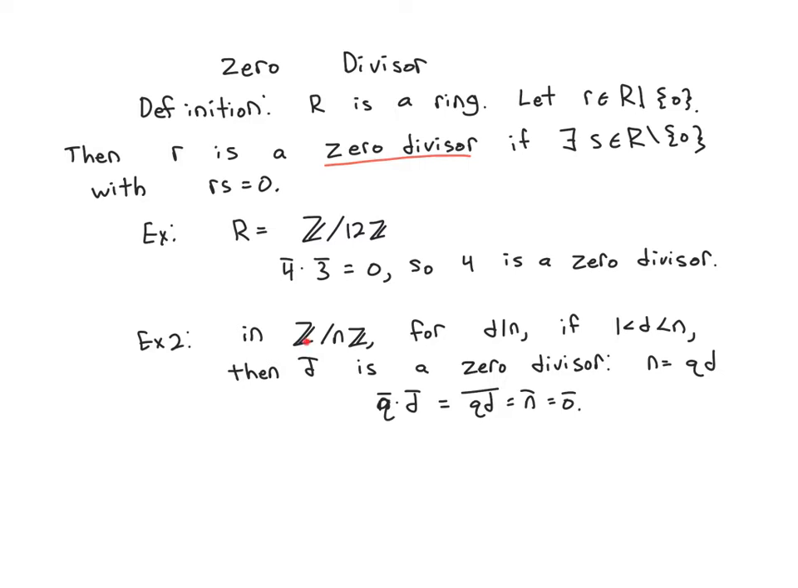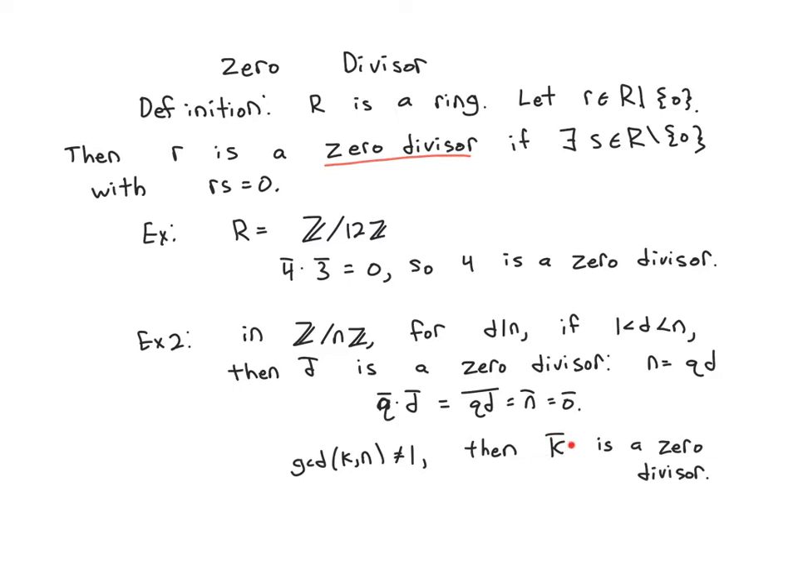In fact, in general, for Z mod nZ, if you take a non-trivial divisor d of n, then it is a zero divisor. Namely, n is q times d, so q bar times d bar is n bar, which is 0. So when n is not prime, there are definitely going to be zero divisors for every single divisor of n. In fact, if the GCD of k and n is not 1, then k bar is a zero divisor. It's not too hard to prove.